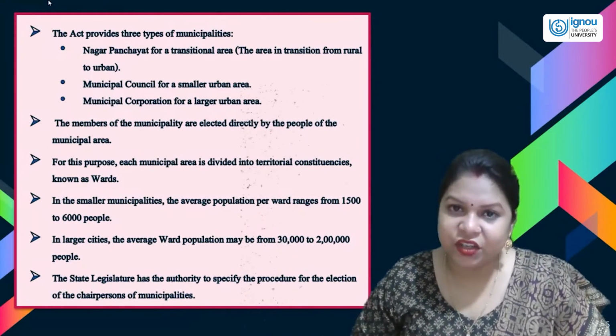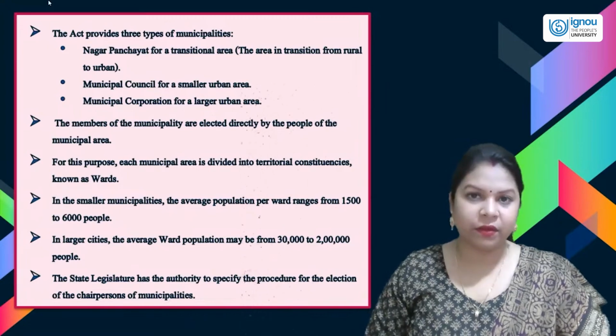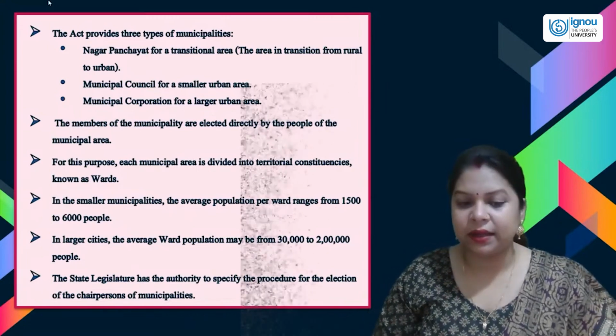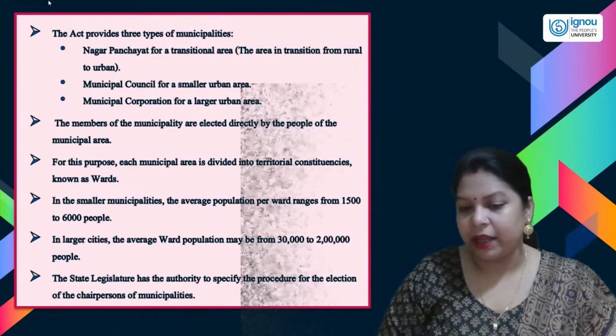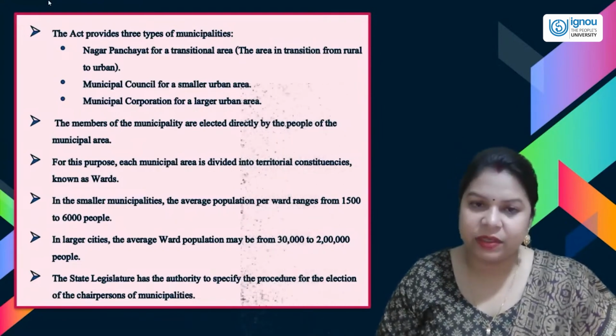The state legislature has the authority to specify the procedure for the election of the chairpersons of the municipality. It is the state legislature that has the authority over the procedure for the election of the chairperson of municipalities.